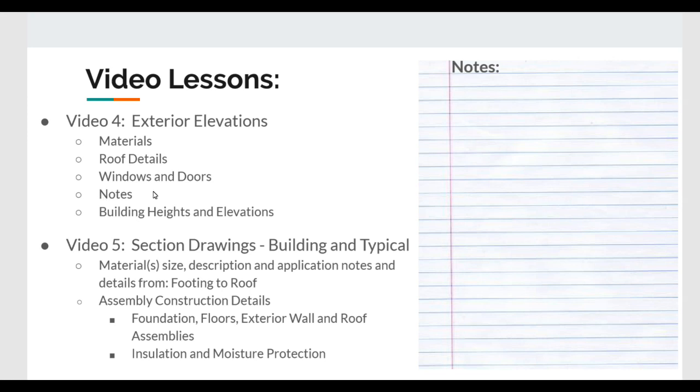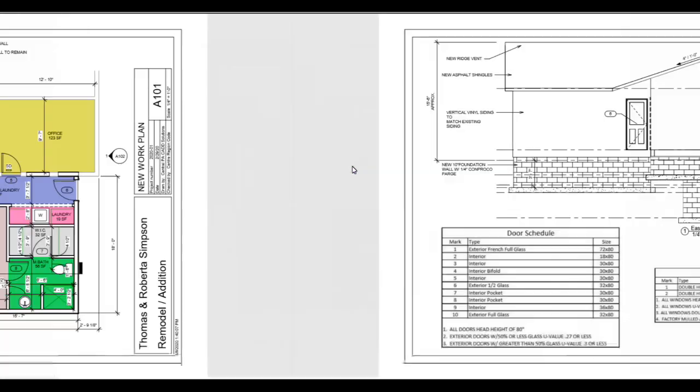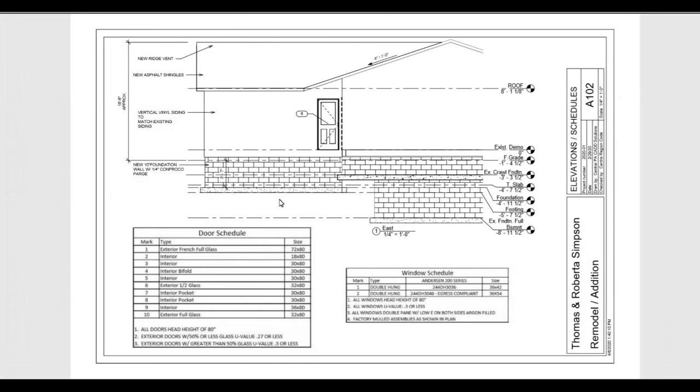There's also going to be general notes on there that apply to the elevations, and it's a real good place to be able to see the building heights and elevations. So to look at those a little bit further, we go to our elevation drawings, and the first one that we see is on sheet A102, and it's our east elevation.